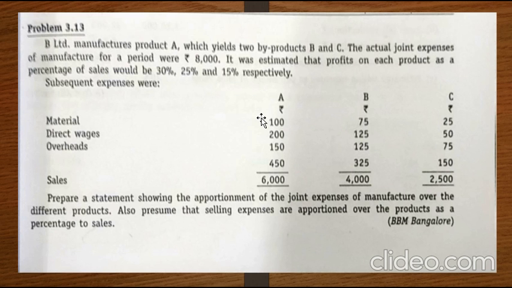Then as they have given your joint products A, B, C, they've given your subsequent expenses. These are the expenses incurred after the split off point, and they've given us sales. They have asked us to prepare a statement showing apportionment of joint expenses of manufacture over the different products. Also presume that selling expenses are apportioned over the products as a percentage of sales. So what they have asked is to find out the actual cost incurred for products A, B and C. So let us get into the solution.